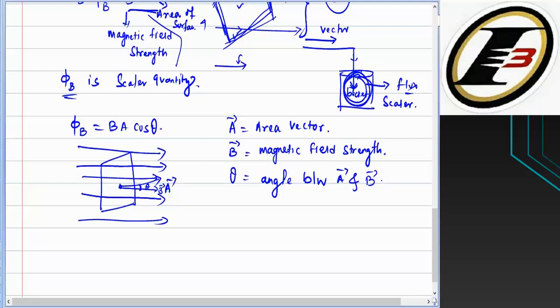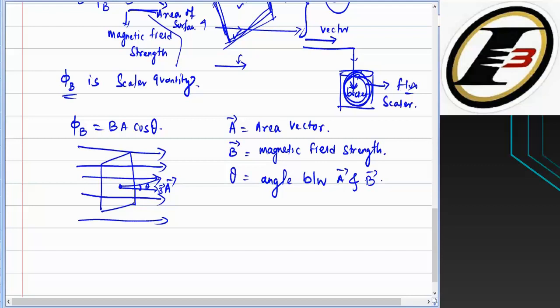So when the lines of force and the direction of the area vector are the same, we can say theta is equal to 0. If it is perpendicular, then theta is equal to how much? 90 degrees, like this.